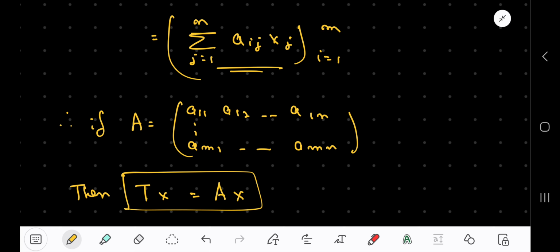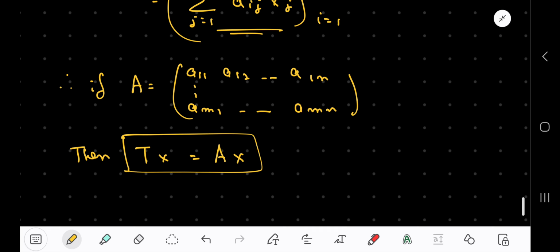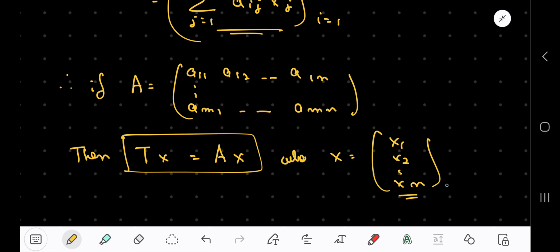Yeah, because once we fix i to be 1, let's say, then I have the summation to be A11 x1 plus A12 x2 plus A13 x3. So I have just where x is considered like this, right? So this is the way where we switch row vectors and column vectors as per our purpose.